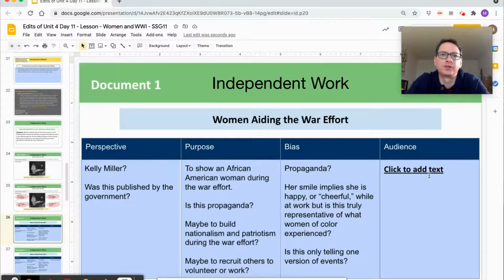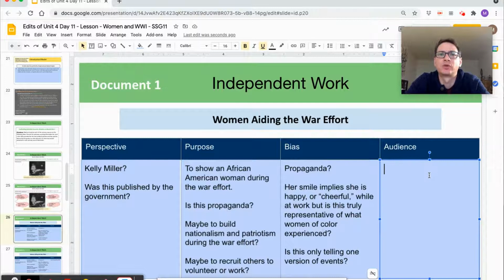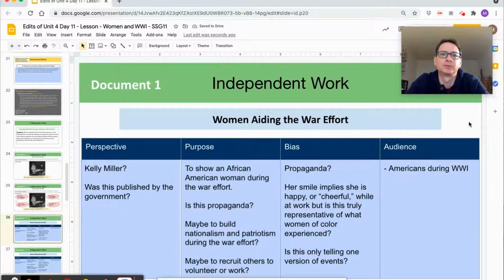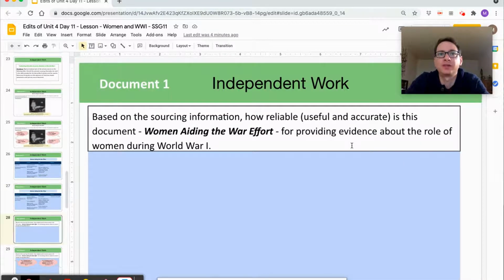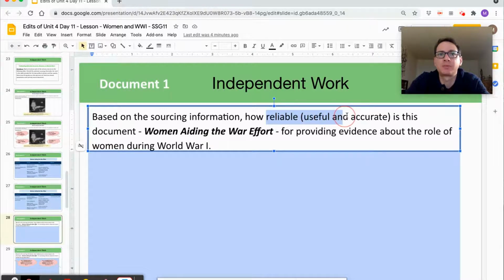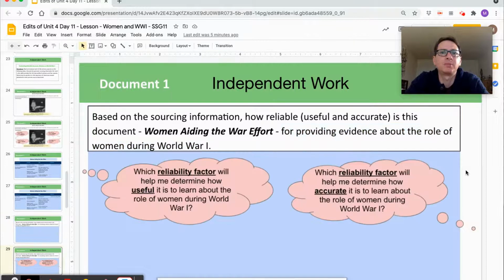And lastly, we have audience, and I can infer that this was for Americans to see during World War I. The next step is for us to take these findings and actually use them to make and defend the claim about its reliability. On the Regents exam, reliability is determined by how accurate and useful the information found in a source is for a specific purpose. Well, our purpose is given right here: providing evidence about the role of women during World War I. So knowing that, I need to be thinking about which of those 4 reliability factors that I just worked with are going to help me do this.